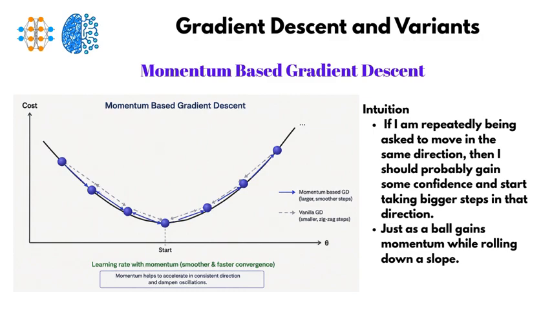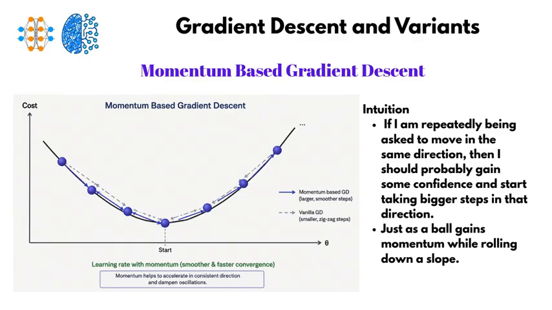In classical gradient descent, every update depends mainly on the current gradient. Because of this, the optimizer can sometimes take small zigzag steps, especially when the direction of the gradient keeps changing. Momentum tries to solve this problem by remembering the previous direction of movement.